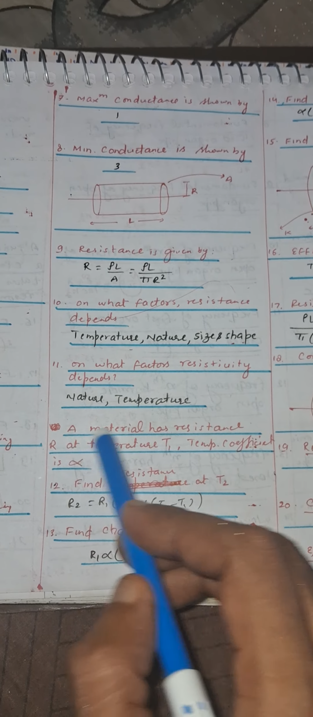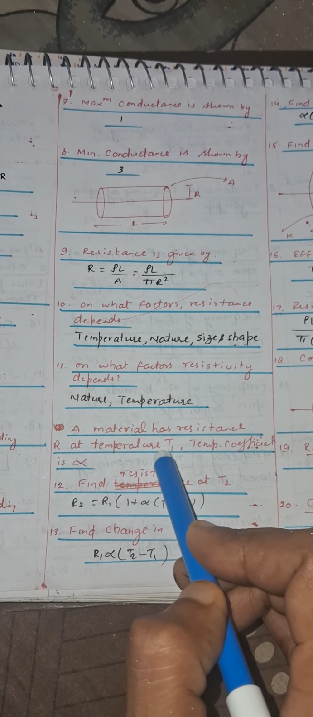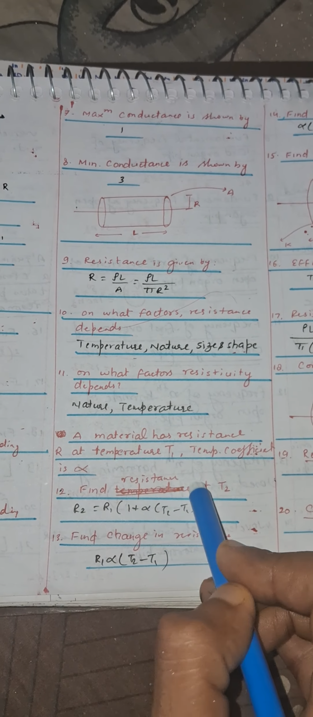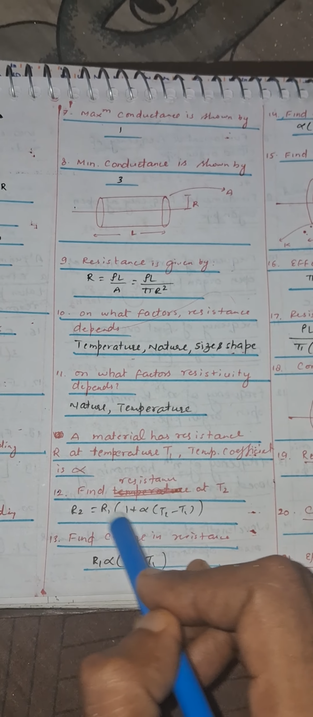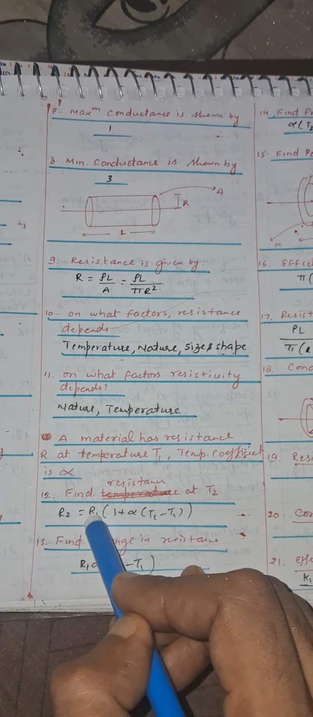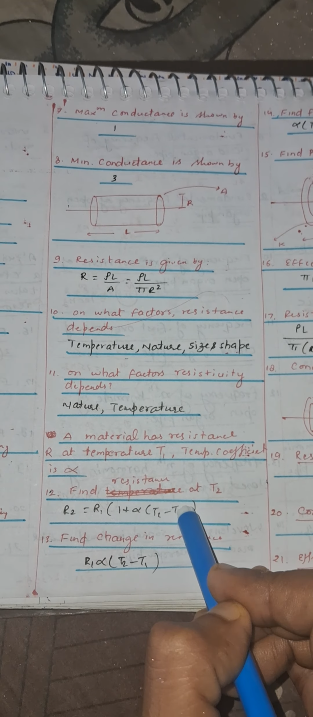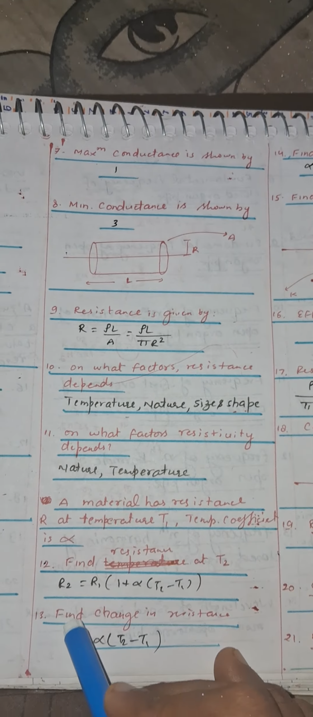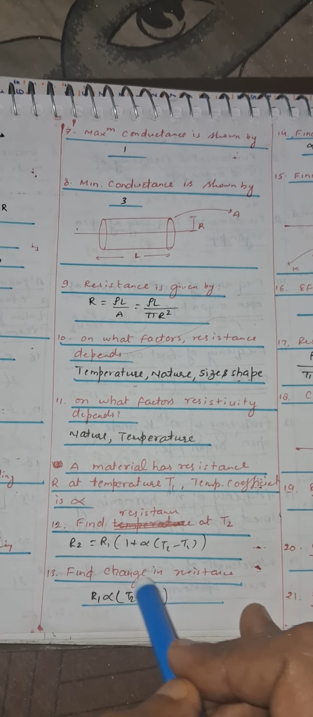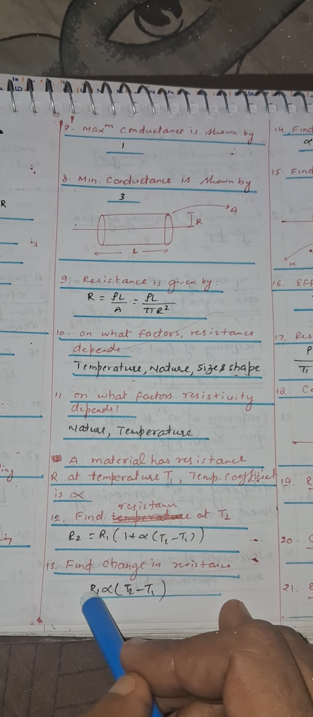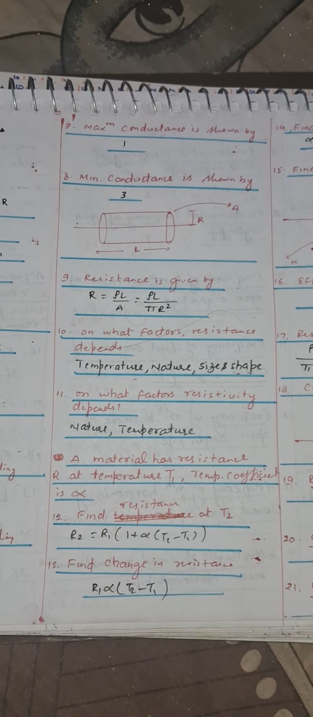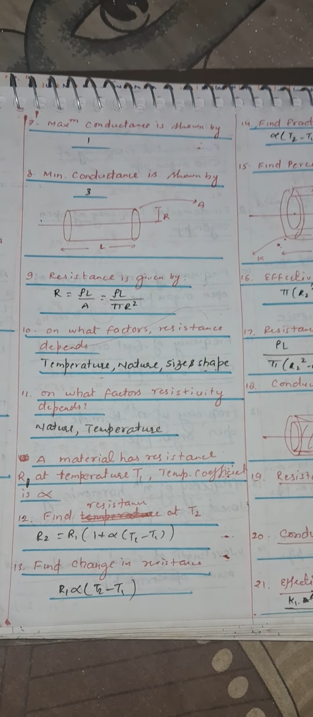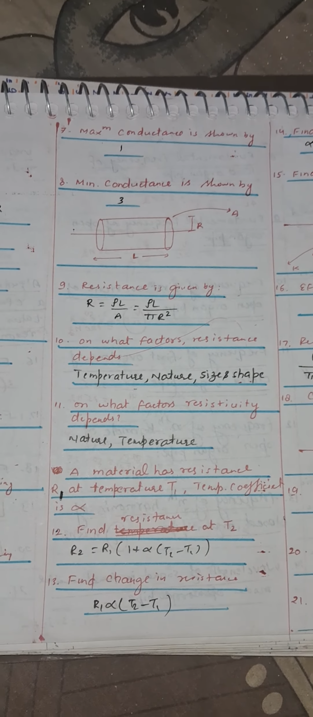In the next question, we have a material with resistance R1 at temperature T1, and temperature coefficient alpha. We need to find the resistance at T2. Using the expression, we have R2 = R1(1 + alpha(T2 - T1)), where R1 is the initial resistance. Then in the next question we are asked the change in resistance. Delta R we can calculate as R1 alpha (T2 - T1), and here the resistance initially is R1. This should be kept in mind.